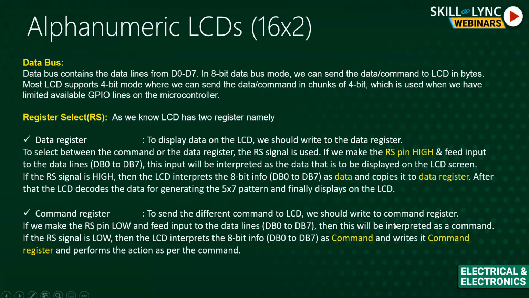Now whenever I load the RS value as 0 before sending data on the DB0 to DB7 lines, I am instructing the controller to please interpret the DB0 to DB7 lines as a command. That's why the RS line is the most important line, which instructs the controller whether I'm going to send data or a command. So based on that, I can distinguish this.